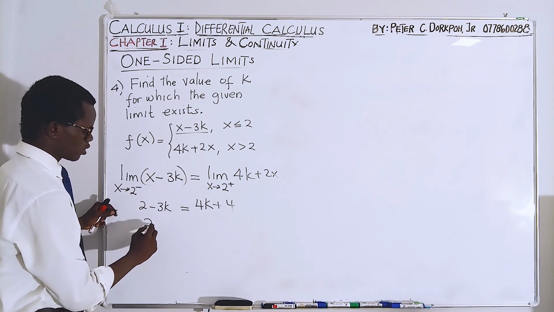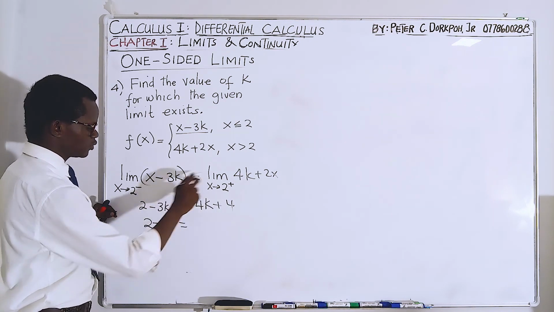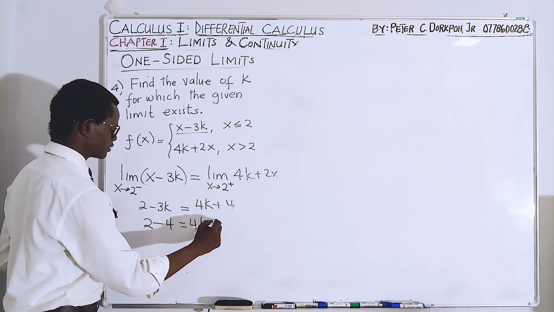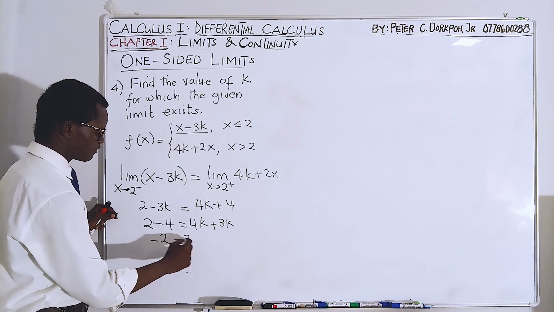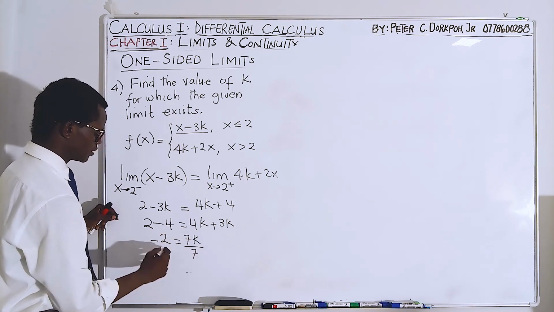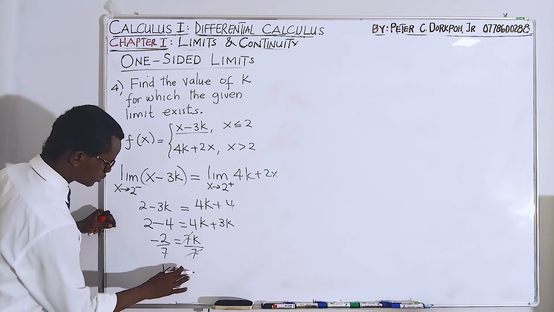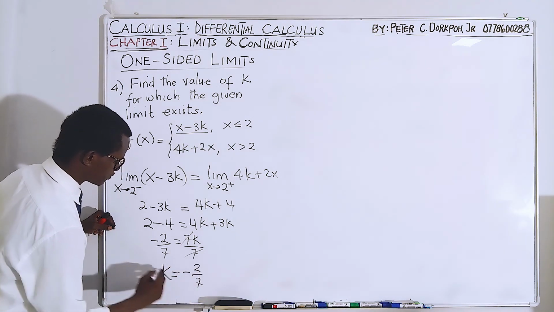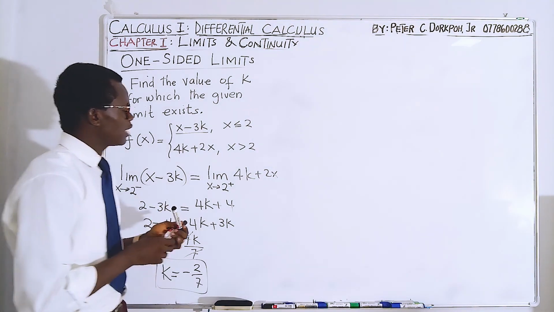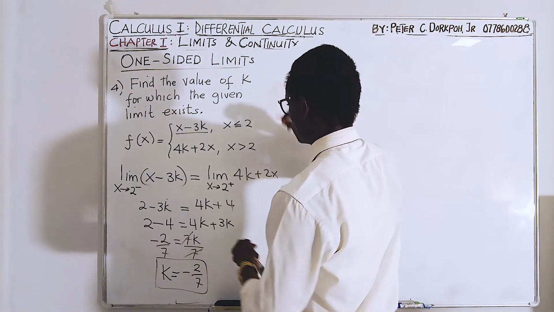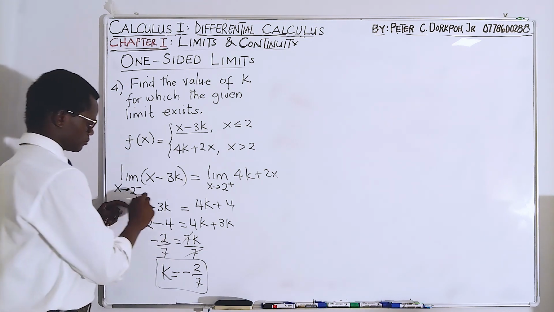So we have 2. We can send this 4 across, and it becomes minus 4. We send this 3k across, so it is 4k plus 3k. So this will give us minus 2 equals 7k. We divide this out by 7 and this out by 7. So 7 cancels 7k, and k will be equal to negative 2 over 7. Or negative 2 over 7 is equal to k. That is simple. So now let's verify. So we take it from right here.